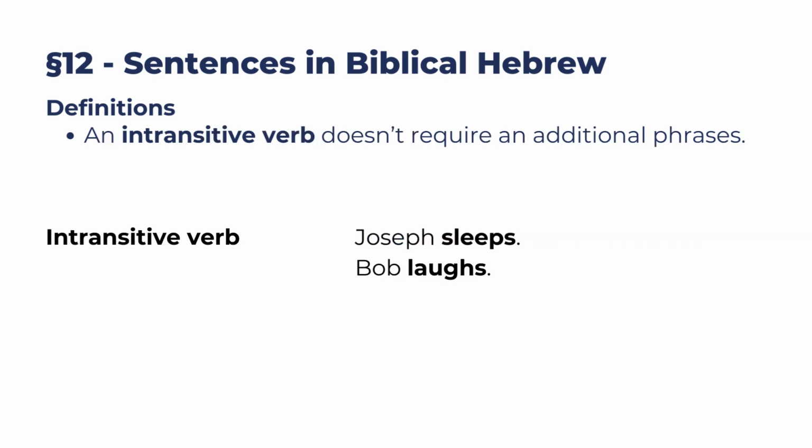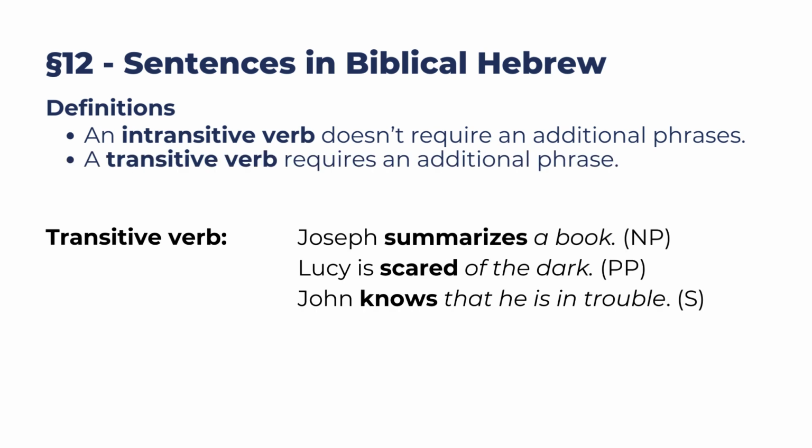There are different types of verbs we need to be familiar with as well. First, an intransitive verb is a verb that does not require an additional phrase like a direct object. "Joseph sleeps" cannot take a direct object. "Bob laughs" cannot take a direct object. So both are intransitive verbs. Additional phrases are not needed to make these sentences complete.